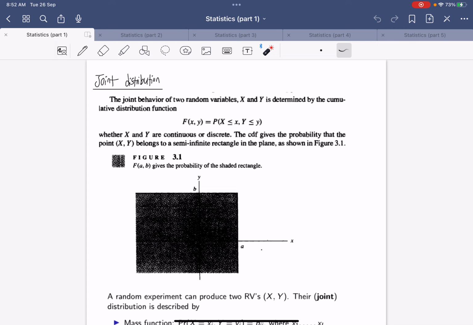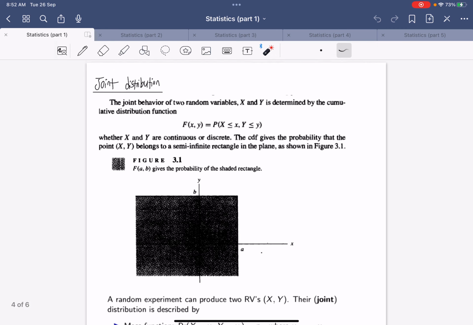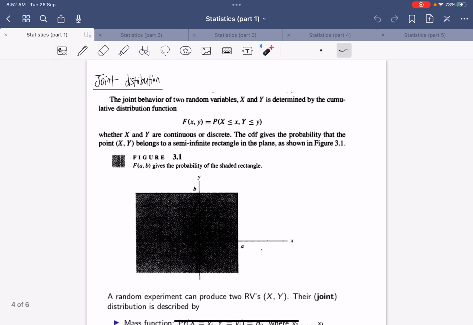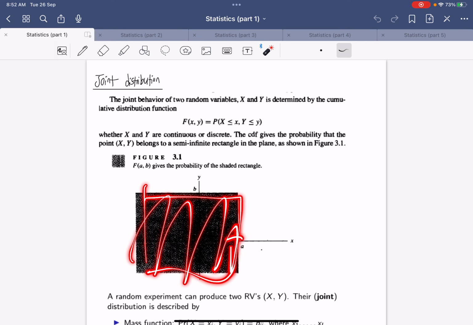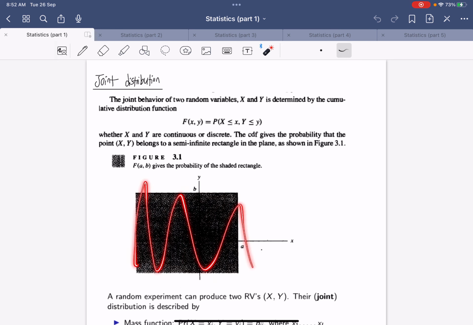Another thing that we'll need in statistics is a joint distribution, as many times in statistics we have many different random variables and we want to see the interaction between them. A joint distribution, the cumulative one, is the probability of x less than or equal to x, comma y less than or equal to y. It's basically like a rectangle, x less than a, y less than b, and then you just shade it.